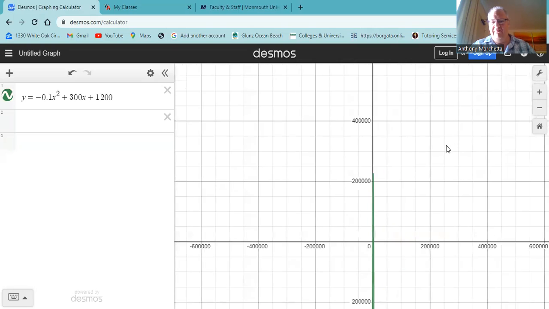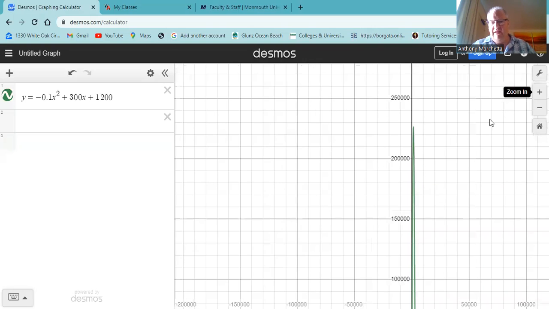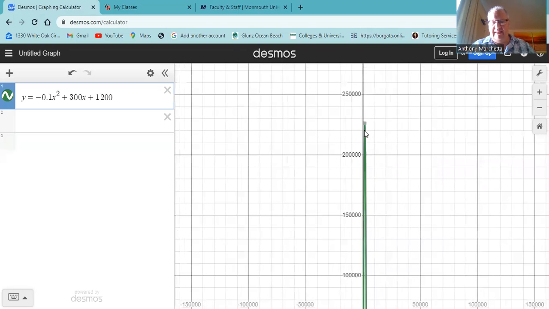Let's zoom in a little bit better. Yeah, I could even click it now. Can I get the answer? There it is. So what is the amount of units you'd make to get the best profit? The amount of units that you would want to make that would make the best profit is 1,500 units. What would the profit be? It would be $226,200.